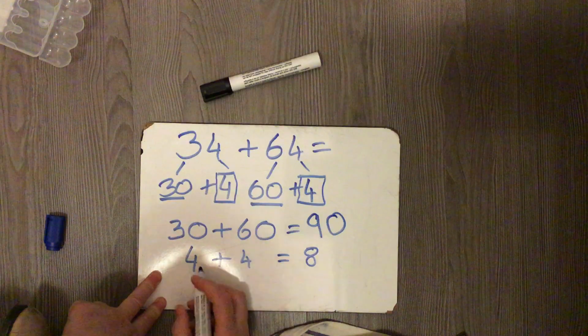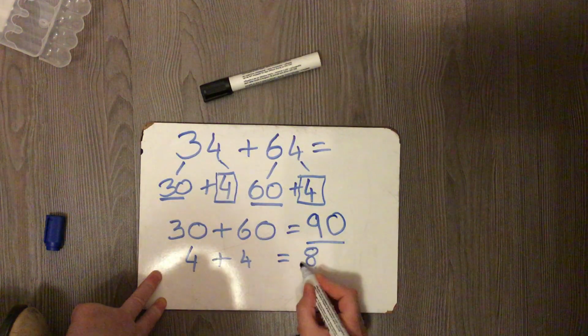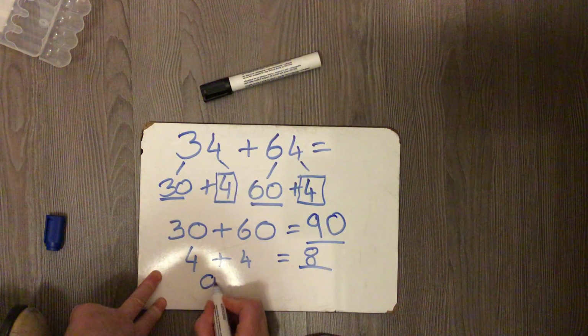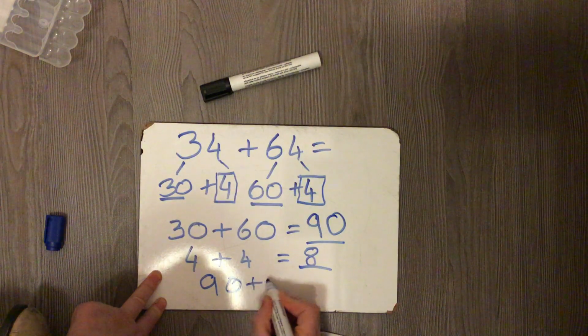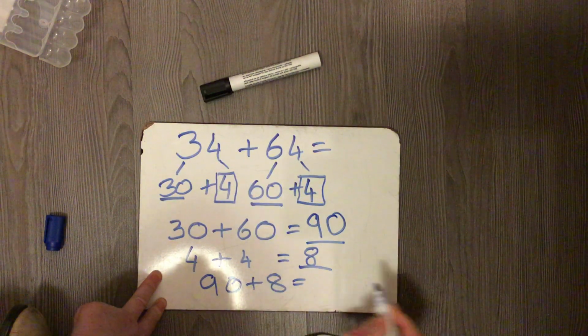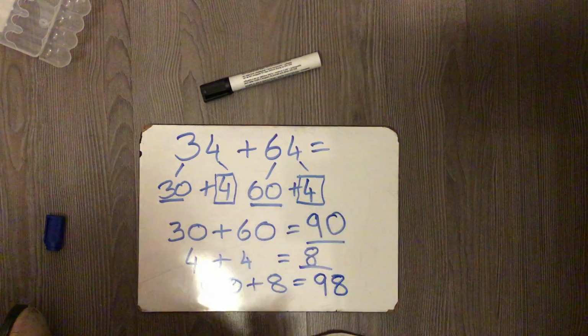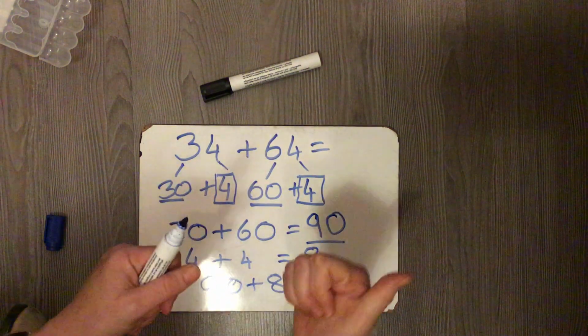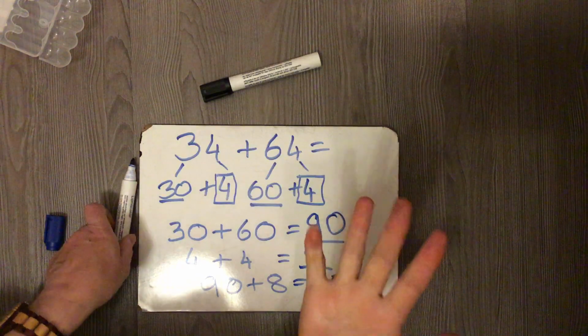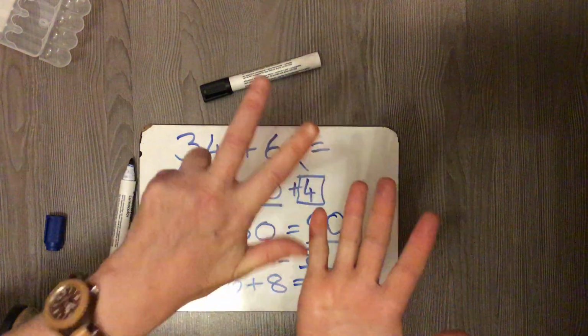And then I make the last number sentence, which is the two totals, 90 plus 8 equals 98. Okay, so we go 90, 91, 92, 93, 94, 95, 96, 97, 98.